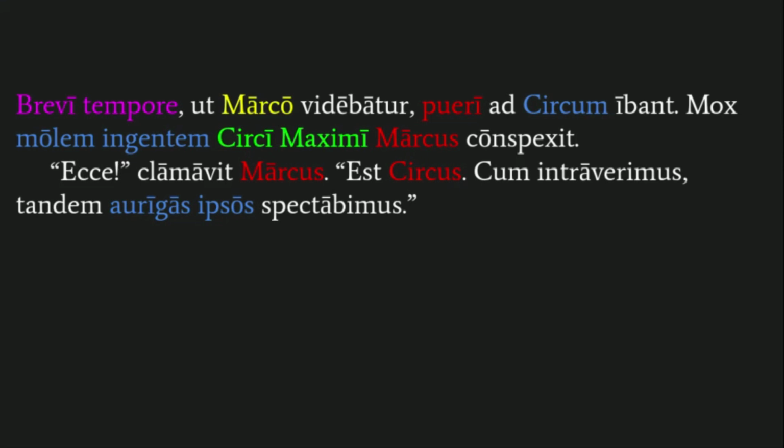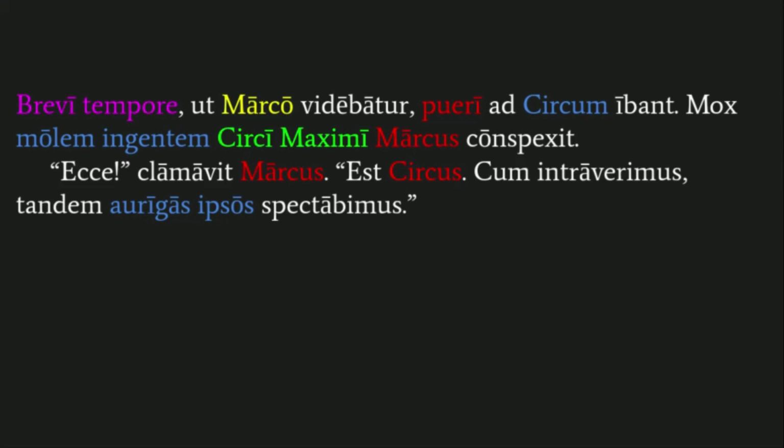Mox molem ingentem Circi Maximi Marcus conspexit. So soon, right, Marcus, there's your subject, conspexit, he caught sight of, perfect tense, you can tell by the X in the middle of it. He caught sight of what? We need a direct object. It's the huge mass, the molem ingentem, the huge mass of the Circus Maximus. It's genitive, right? So he sees the giant mass of this huge structure. And he says, Ecce, clamavit Marcus, est circus. So look, shouted Marcus. Again, clamavit, the VIT, perfect tense. So shouted Marcus. It's the circus, or there is the circus, you could say.